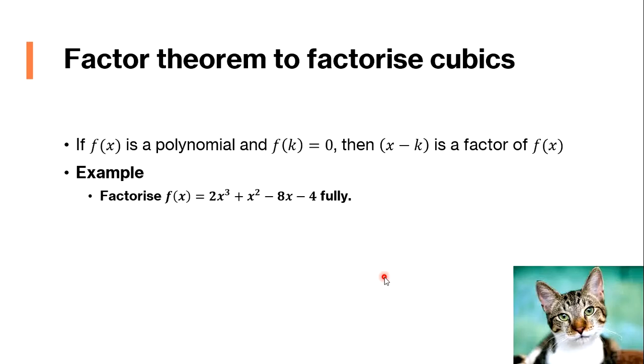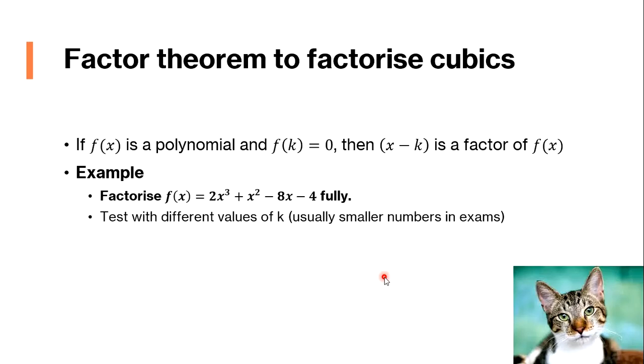Now, unfortunately, the first part of this is trial and error. We're going to test with different values of k until we find one that equals 0, so that you find a factor.